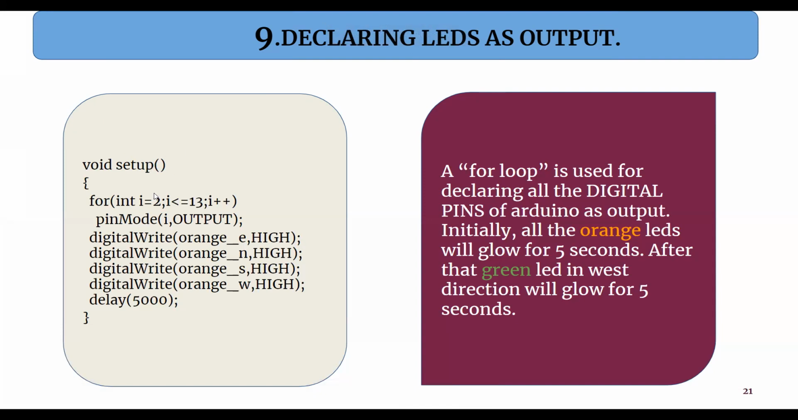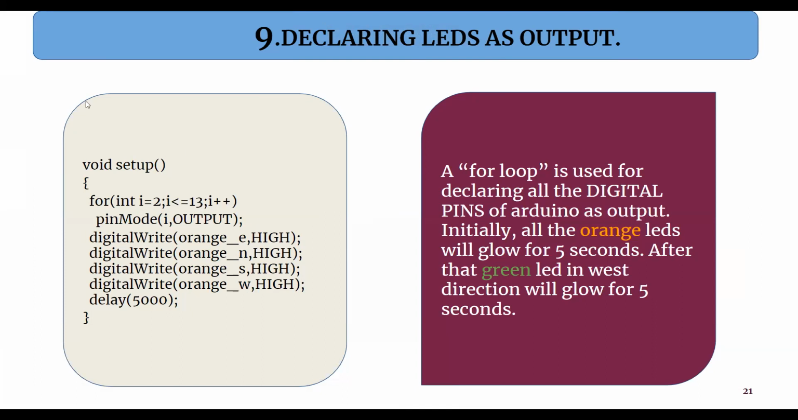Here in void setup, we are running a for loop for declaring the pins from 2 to 13. We have initiated a variable I, and from 2 to 13 pins, we are declaring them as output. And here the initial condition, which was said before, that all the orange bulbs in all the directions should be high for 5 seconds. So we have given these lines for glowing of orange bulbs for 5 seconds.